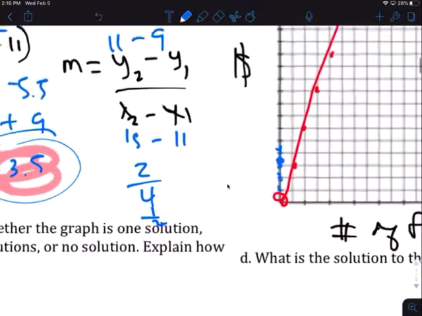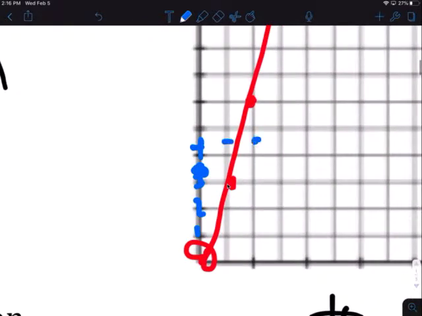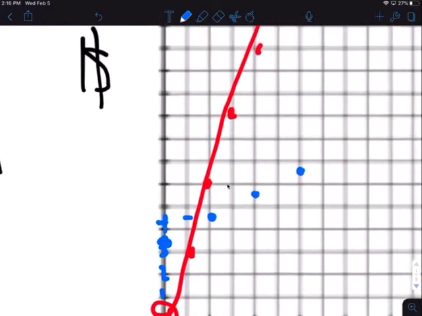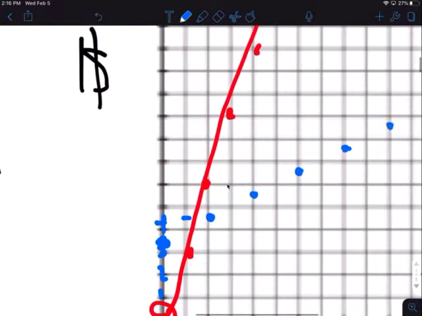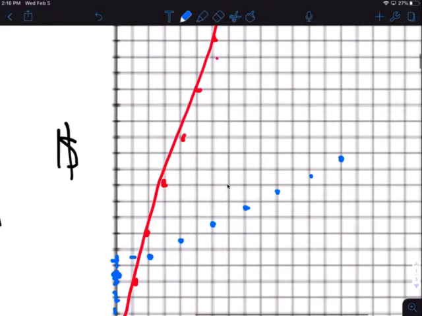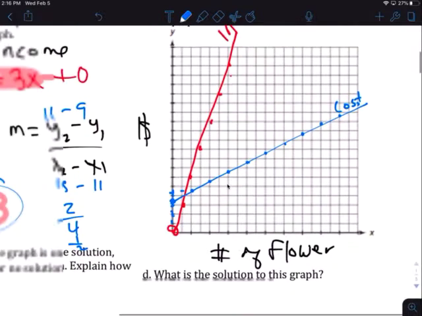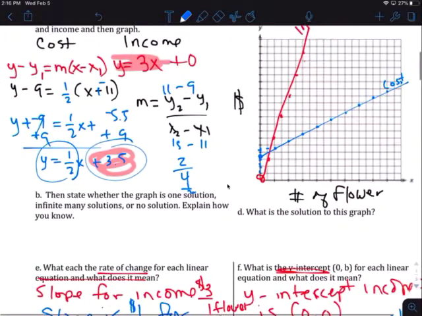So you go, okay, from there you go up 1 right here over 2, it's right there, up 1 over 2, and keep going like that all the way to the very end. And you connect the dots and label it cost. And this graph is called one solution.